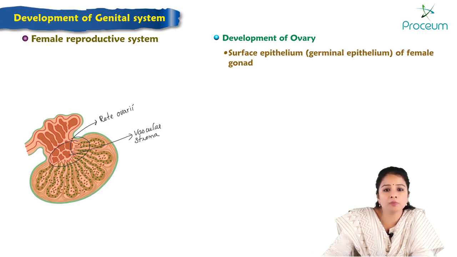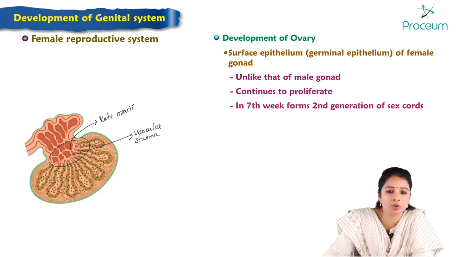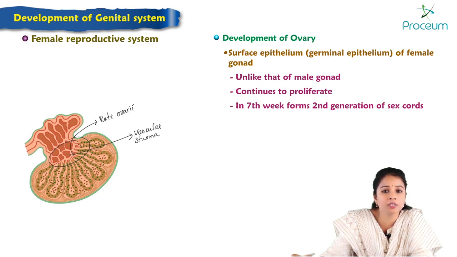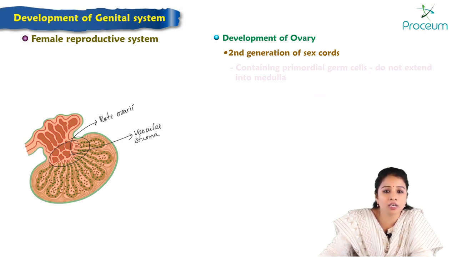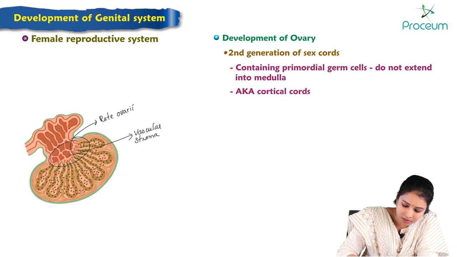So the surface epithelium, that is the germinal epithelium of the female gonad, unlike the male gonad, continues to proliferate and in the 7th week forms the second generation of sex cords. Unlike the male gonad, where it differentiates only at puberty, here in females they start differentiating and proliferating during intrauterine life itself. The second generation of sex cords containing primordial germ cells do not extend into the medulla, hence they are called cortical cords. So they are present in the cortex.